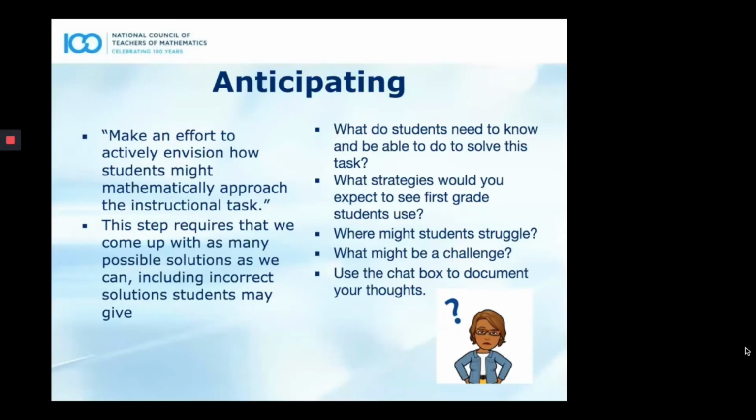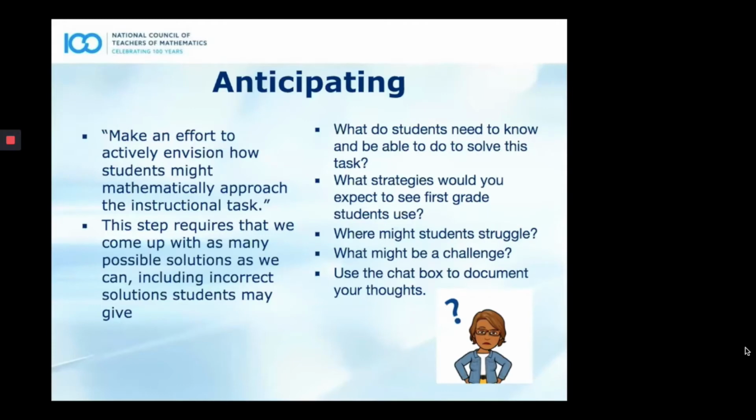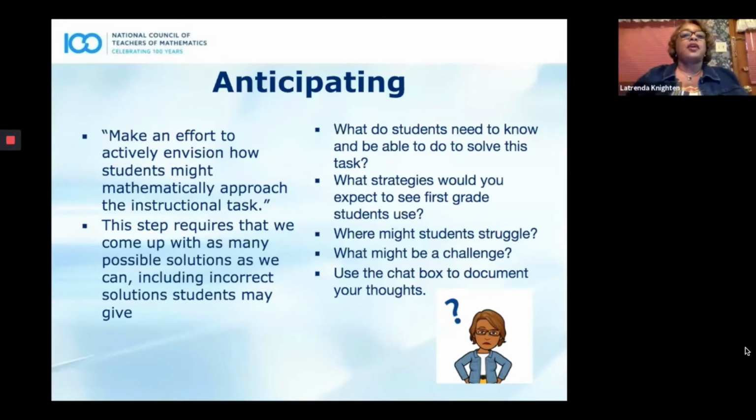Let's see, new vocabulary. Students will direct model the action of the story. Students might use compensation, an abacus. Nice. Great. So you are well on your way anticipating.